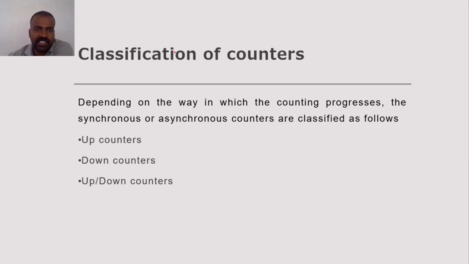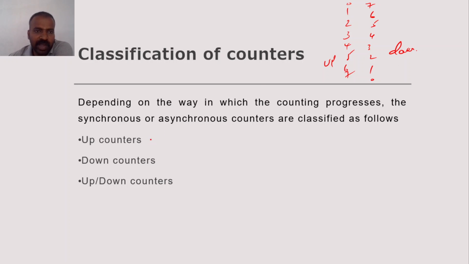Now, the classification of counters, depending on the way in which the counting progresses. When we count in ascending order, 1, 2, 3, 4, 5, 6, 7, this is ascending order counting. If I count in descending order, 7, 6, 5, 4, 3, 2, 1, 0, this is down mode counting, and the ascending one is up mode counting.